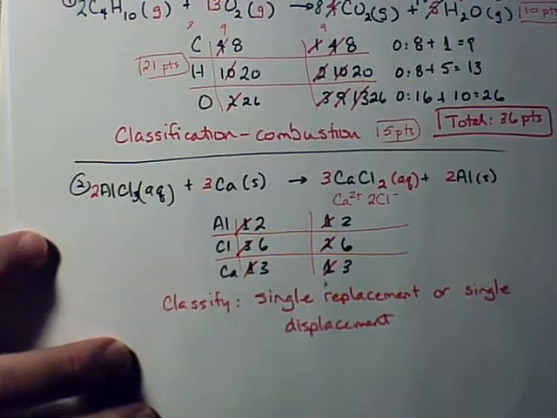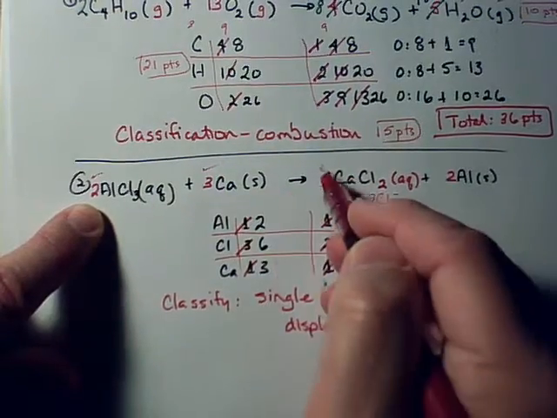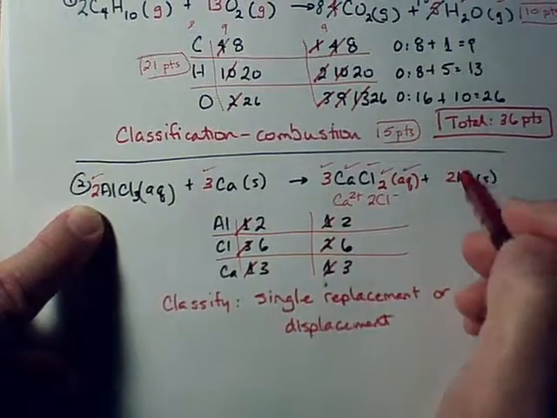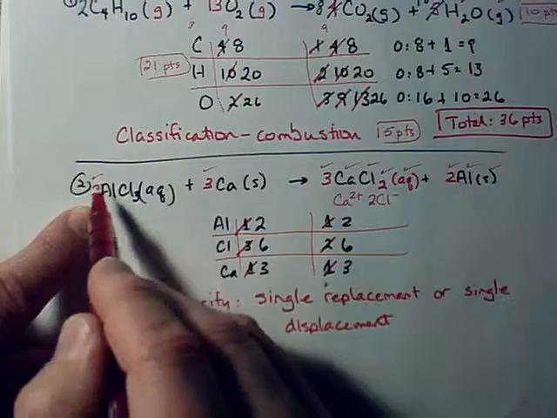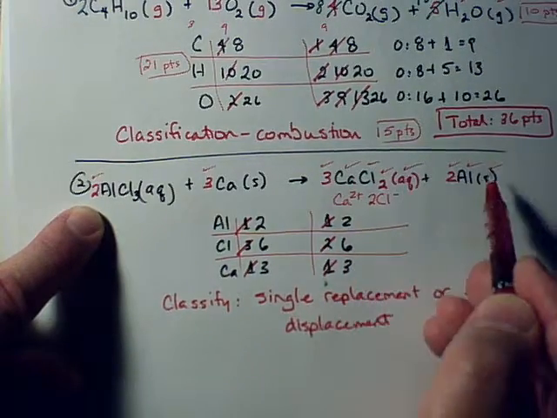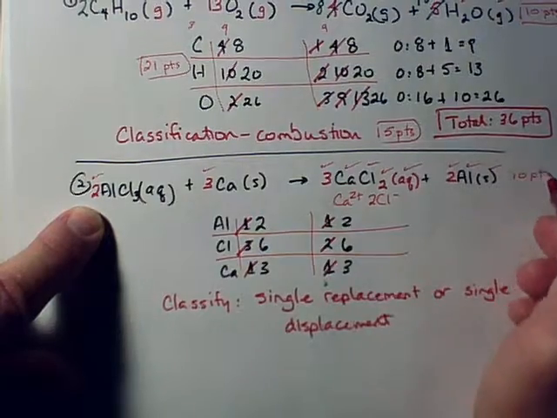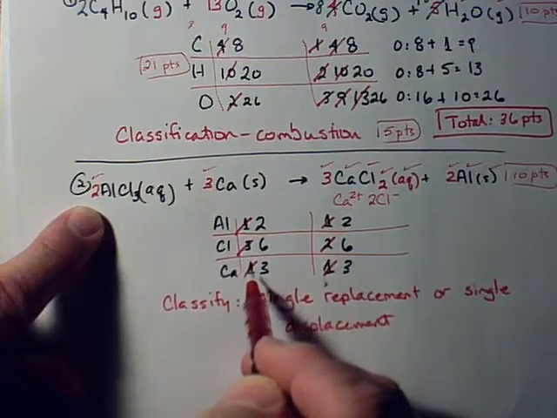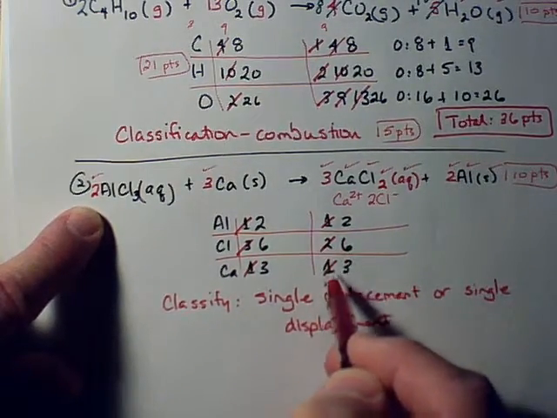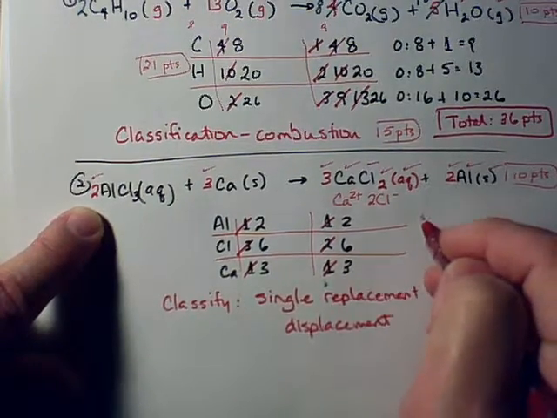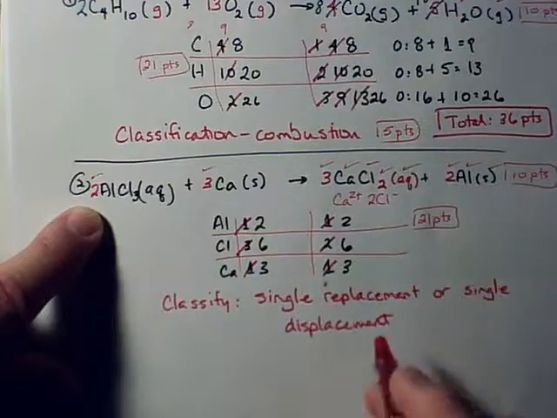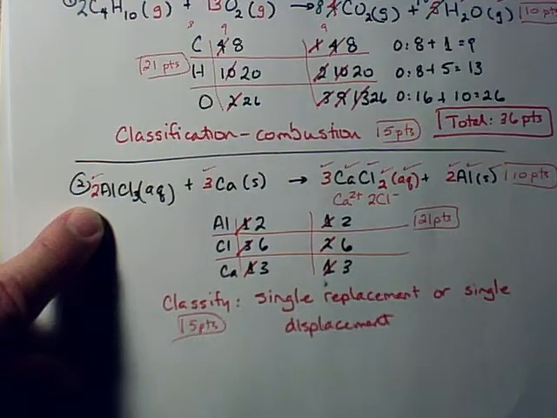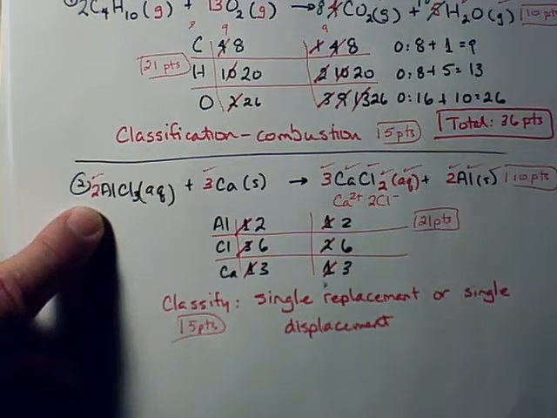Let's figure out our point scheme here. 1 point there, 1 point there, 1 for this, 1 for the calcium and chlorine being together, the subscript 2, and for the physical state. Coefficient 2, aluminum and solid. That's 1, 2, 3, 4, 5, 6, 7, 8, 9, 10 points for the equation. 21 points for the atom inventory, and then 5 points for the classification. So this actually comes out to be the same number of points, a total of 36 points here.